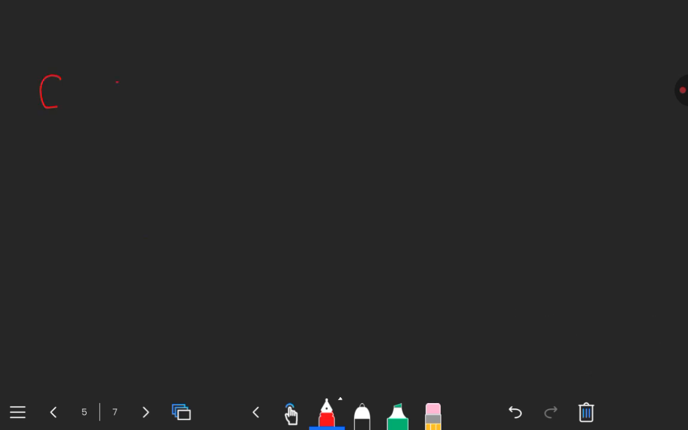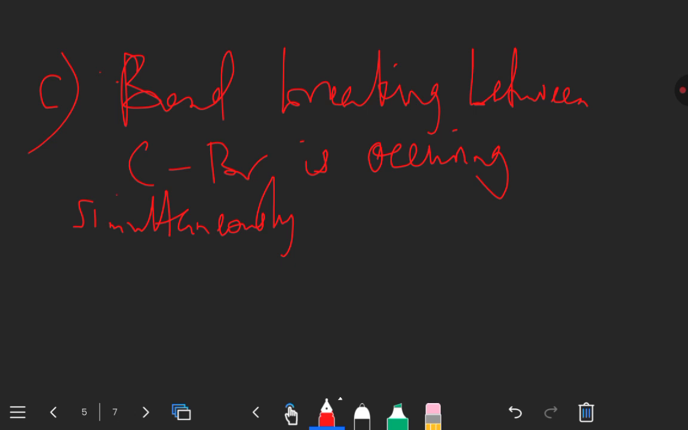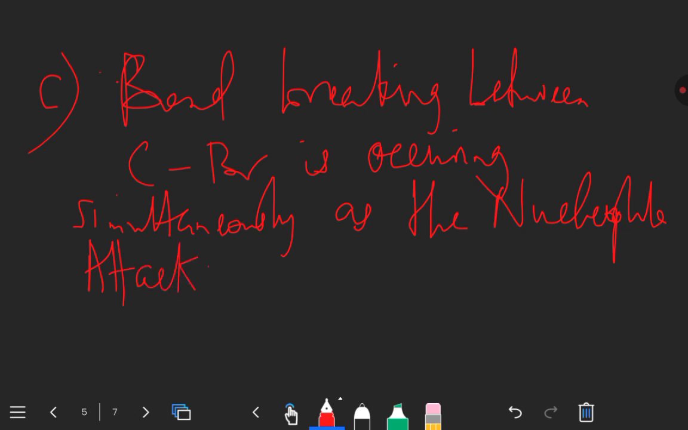So we are going to say: the bond breaking between carbon and the bromine is occurring simultaneously as the nucleophile attack. That is what we need to state there.